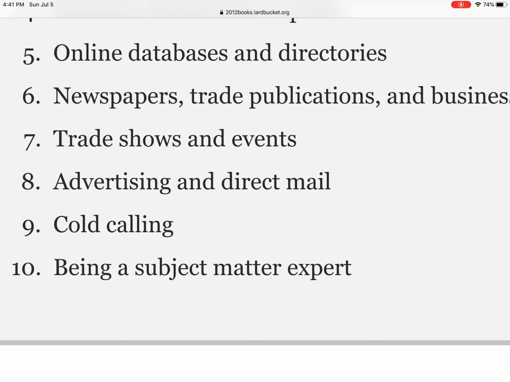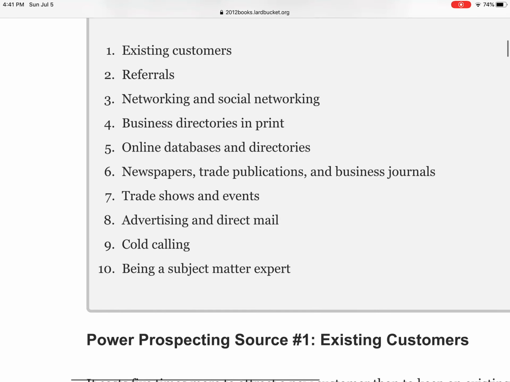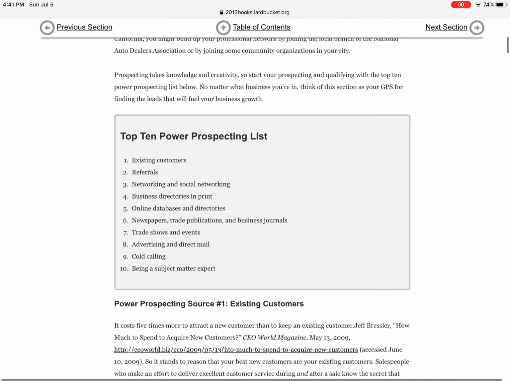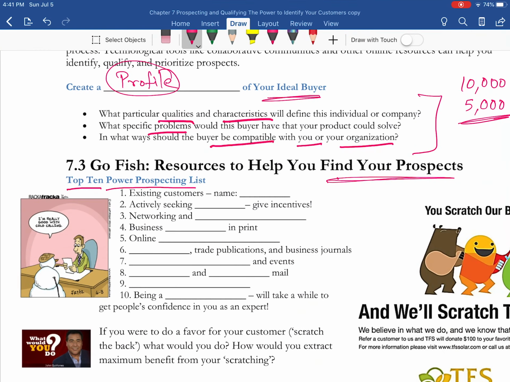And then number 10 is being a subject matter expert. So if you are good at, say, taking care of animals, you start a blog and you start posting photos, you start posting articles, you start posting various types of information. So these are the top 10 ways that the book is suggesting for you to consider when it comes to finding prospects.